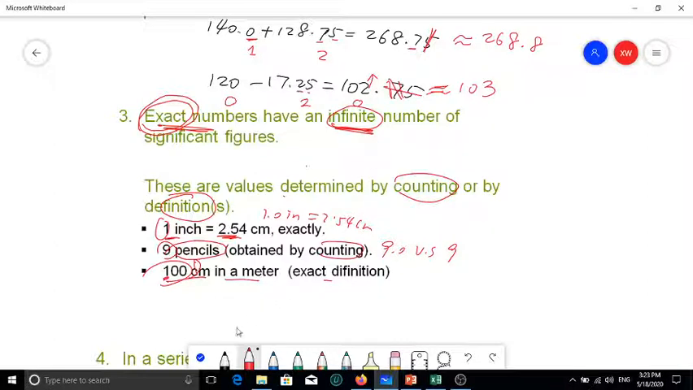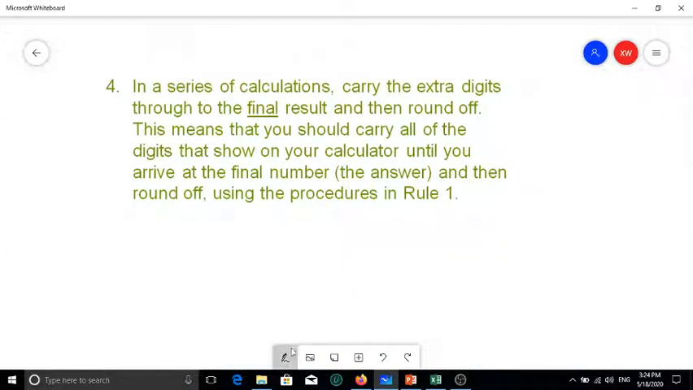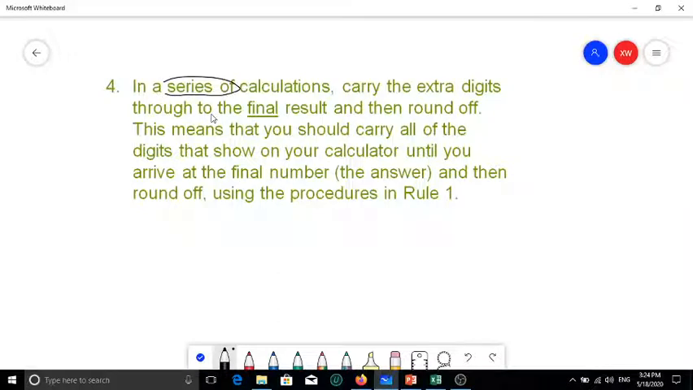Let's take a look at one more type of calculation, which is combined multiplication and division. If you have a series of calculations, it means it's more than one step. If we have multiplication or division mixed with subtraction or addition, what do we do with the intermediate numbers? Well, the rule is simple. You need to carry all the digits to the final step. You don't do rounding. You just carry all of the digits that show on your calculator until you arrive at the final answer, and then do the rounding. You only do one rounding.